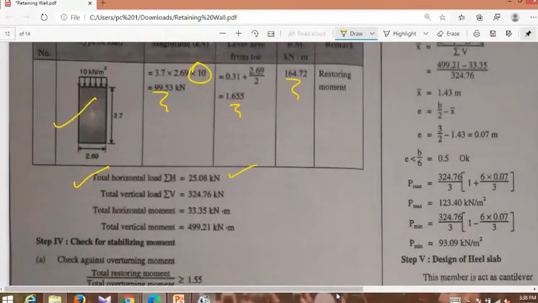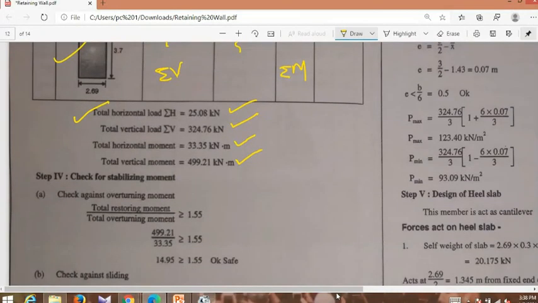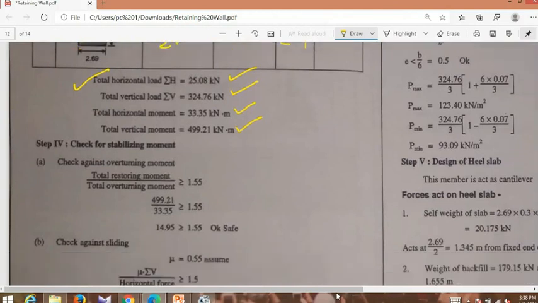Then the total vertical load, meaning summation of all vertical loads, it will be 32.76. Horizontal moments and vertical moments, you should take all these summations. Okay, after doing all this, the next step is to check for stability.